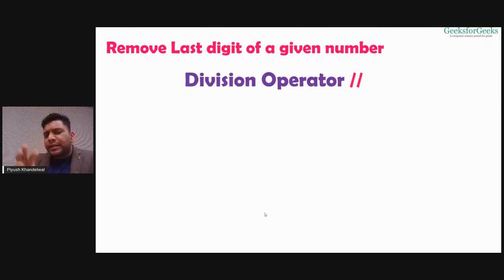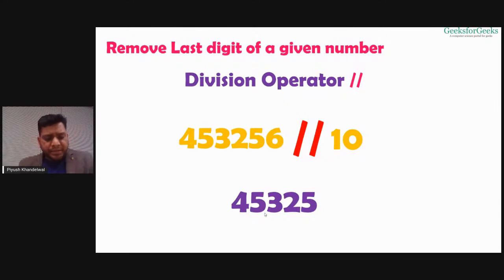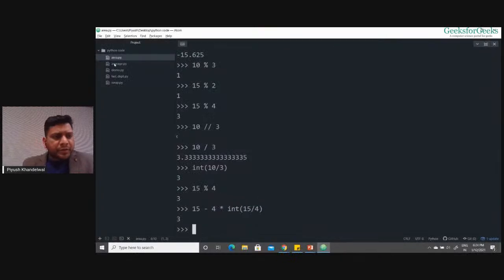Can you think of the integer division operator for this? Any idea? 453256 integer division by 10 will give you the number 45325. This is not only applicable for 453256, it is applicable to any number. You take any number and perform integer division by 10, and you will see that its last digit is gone. It's removed, right? Let me help you by writing a program for this.